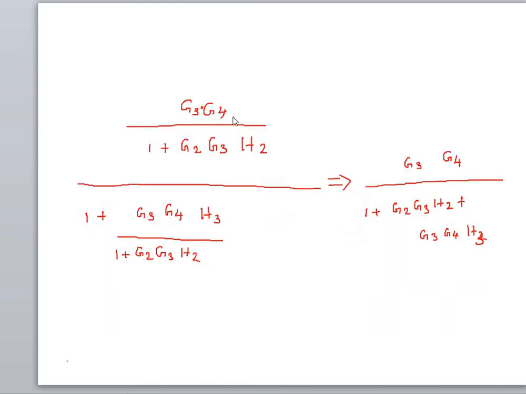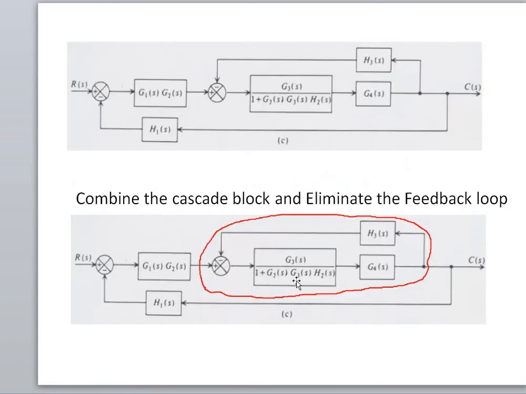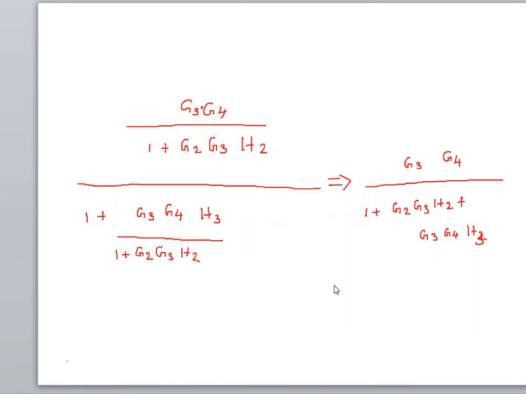So this is the equation for finding the reduced block. We can see here g3 into g4 is the forward path transfer function. We can see here g3 g4 divided by 1 plus g2 g3 h2, that is the forward path transfer function. So instead of g, you have to substitute this equation here, in g divided by 1 plus gh, and instead of h, the feedback path transfer function here is h3.